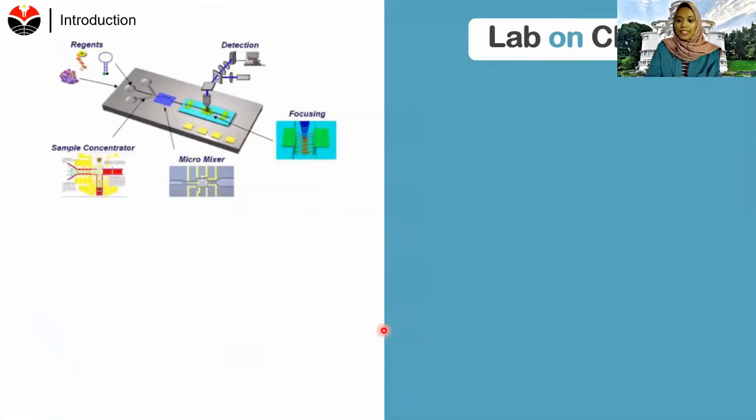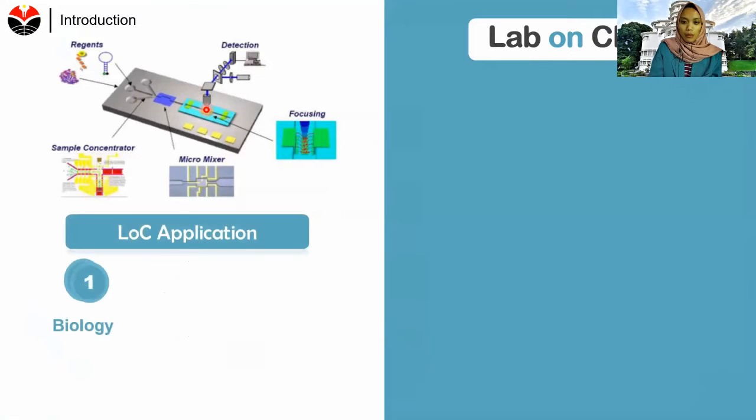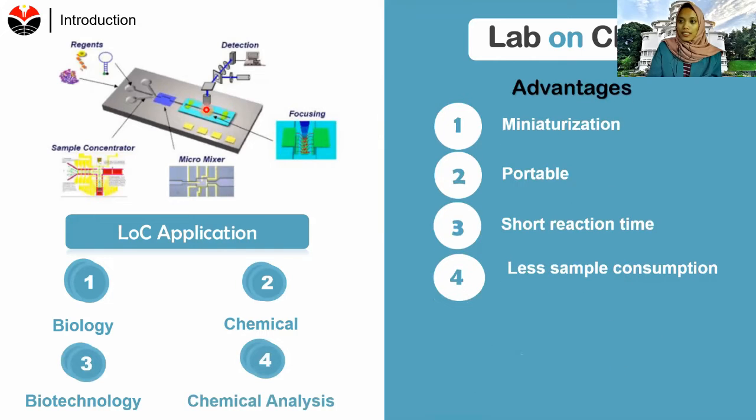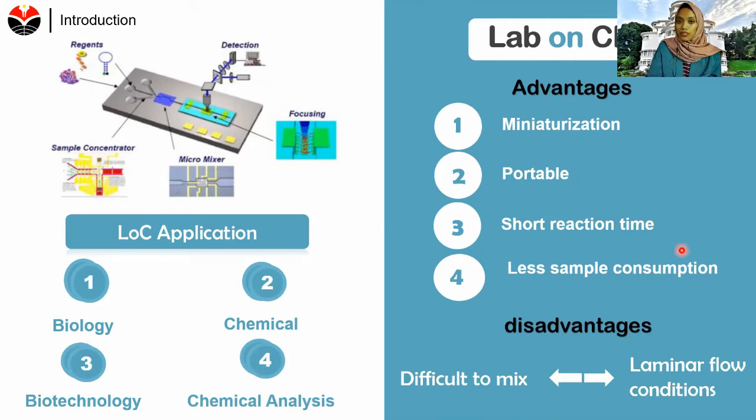Lab-on-chip is a device that integrates one of several laboratory functions such as micromixer, micropump, nanosensor, etc. Micromixer is the focus of our study. LOC applications are biology, chemical, biotechnology, and chemical analysis. The advantages of LOC systems are miniaturization, portability, short reaction time, and less sample consumption. The disadvantages are laminar flow conditions and difficulty of mixing because the structure is very small.